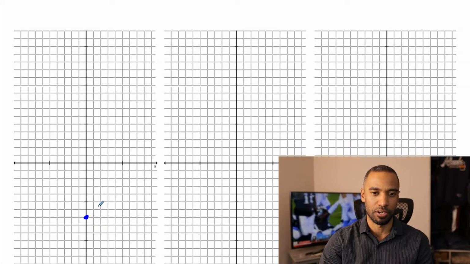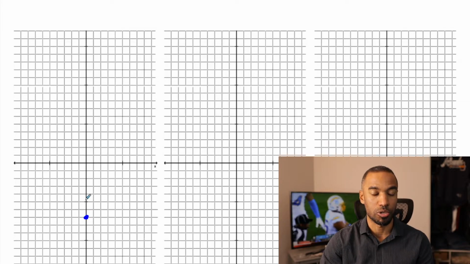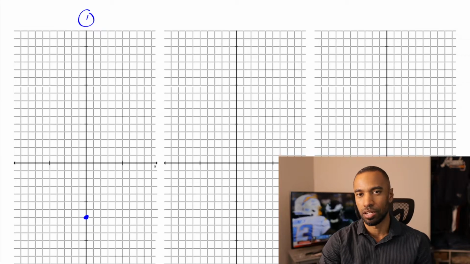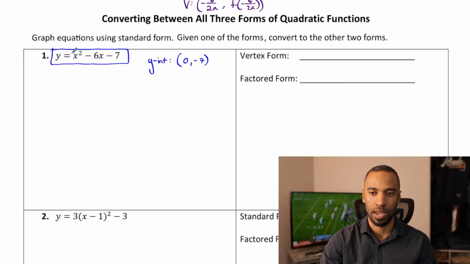This isn't necessarily the vertex. In fact, it's not the vertex. Just don't assume that this is where we do symmetry from. Symmetry will be from the vertex value, which is going to be negative b over 2a. So the a value, of course, is 1 right here, and the b is negative 6.